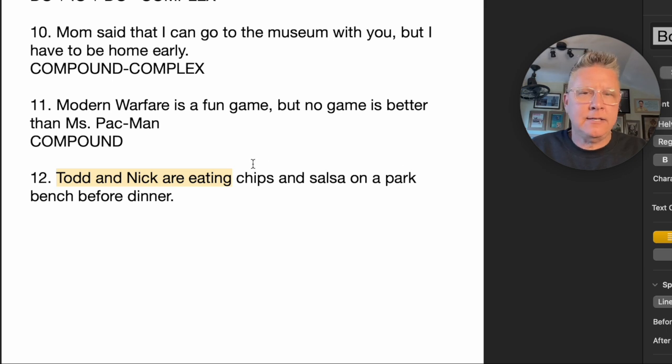All the rest is direct objects and prepositional phrases. So when you just have a subject-predicate with other stuff happening, but no other subject-verb pairing, that's a simple sentence. All right.